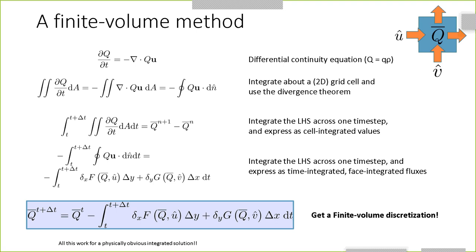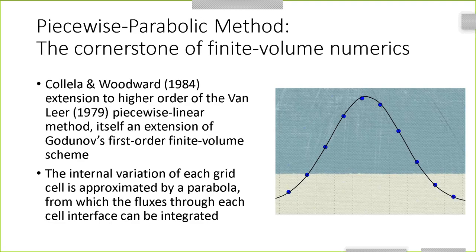But in this case, we've gone to something that we can solve numerically, that we have over a grid cell and over a time step. So the question then becomes, how do we go from this form and then evaluate the fluxes over that time step? That's the second part of finite volume. This is the piecewise parabolic method, and this is the method that we're going to use to compute the fluxes themselves, to figure out how much is going through each grid cell.